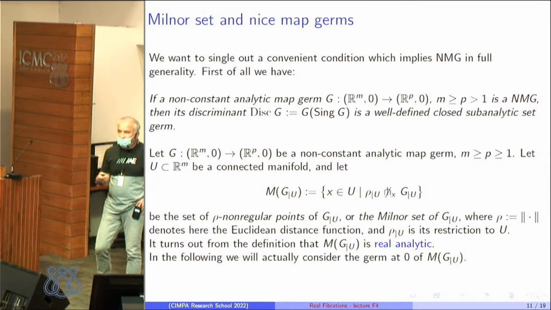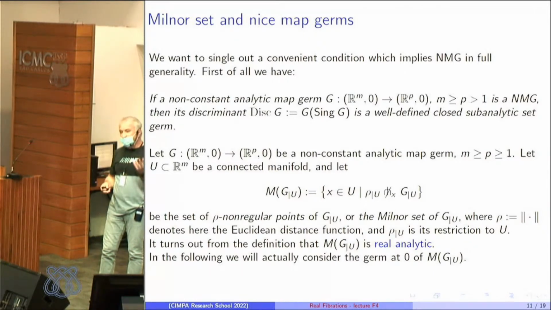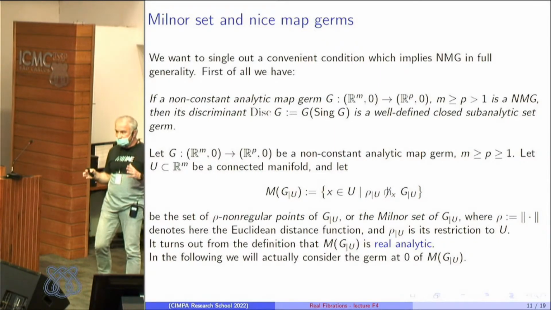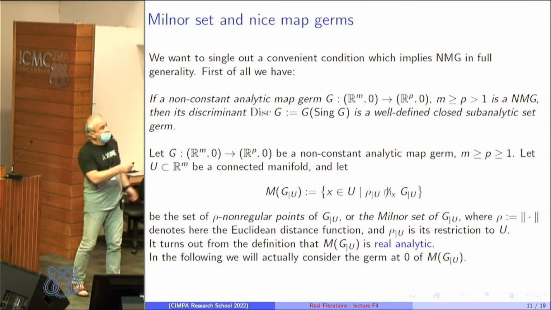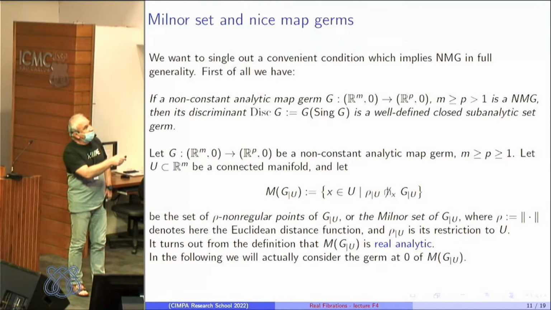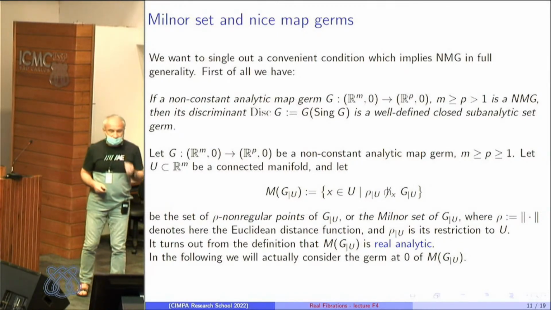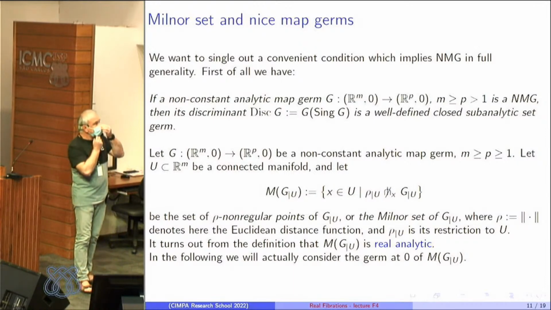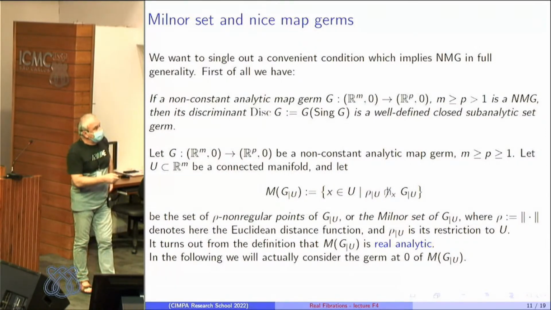In general, if you have a polynomial map, the image of the singular locus is not necessarily closed. You can try to write examples by yourself. So in general, the definition of the singular locus is not closed. But if you assume that the mapping is nice, then the discriminant is indeed closed and subanalytic.